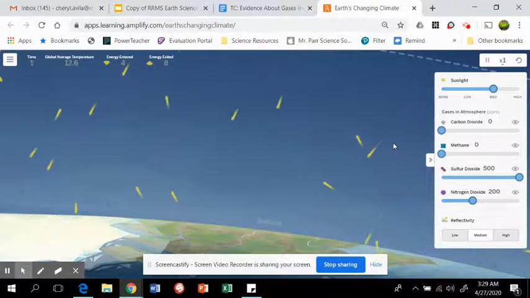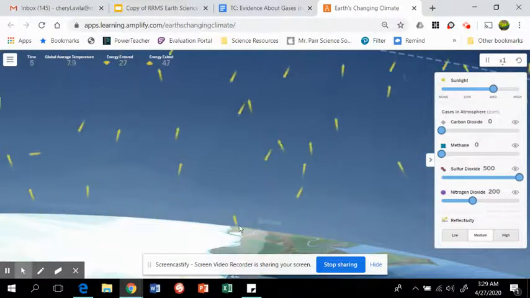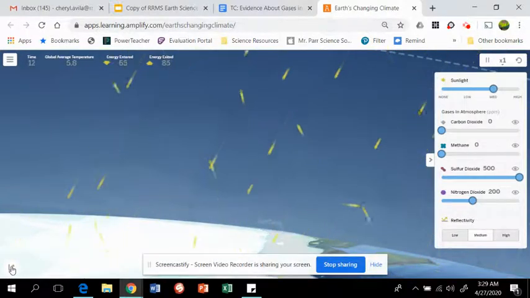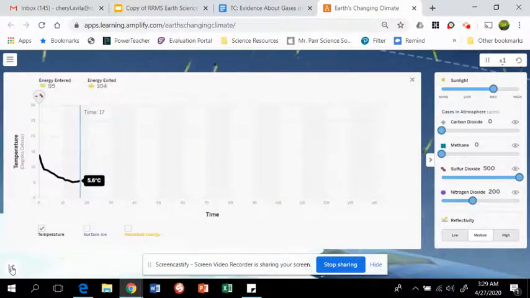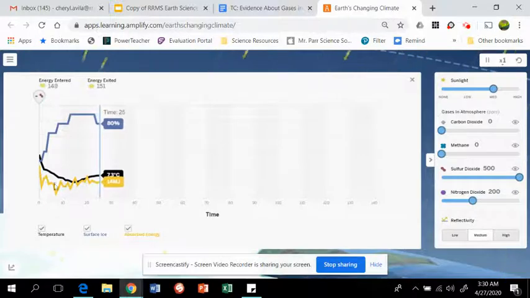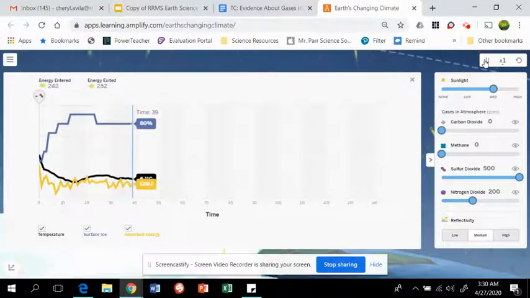So let's see if we can make the Earth as cold as possible. Look, the ice is increasing. Can I even pull up my graph here? Absorbed energy is low, temperature is low, ice is pretty high. So yes, this definitely does get the Earth pretty darn cold.